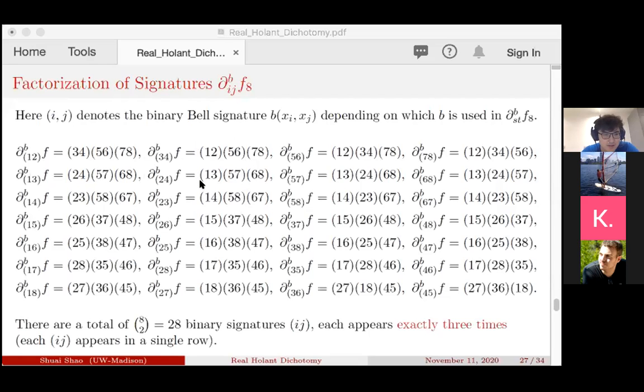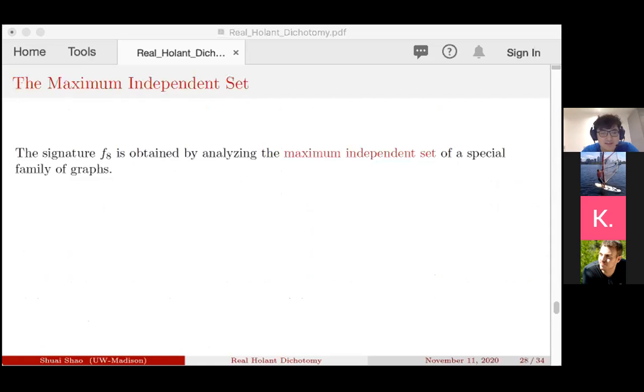And this is so strange. However, after many attempts, we realized that there is something hidden behind this table. And this is how we discovered this signature f sub 8. Now here, this signature f sub 8 is actually discovered by analyzing the maximum independent set of a special family of graphs. So here it comes again. We proved the dichotomy for Holant problems by analyzing some results for graphs.